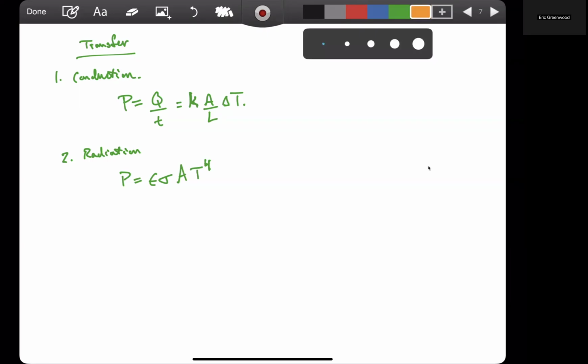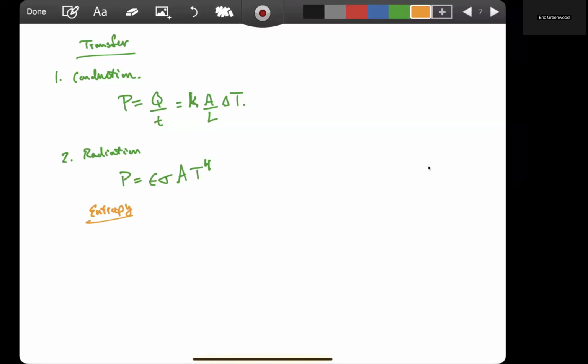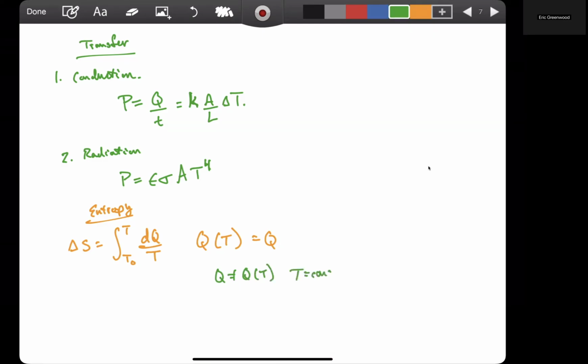So this is our last topic. Entropy. If I put a Y on there, the change in entropy is equal, in general, to the integral from the initial temperature to the final temperature of the differential heat divided by the temperature. And this is when Q is a function of the temperature. Now, if Q is not a function of the temperature, meaning that, for example, our temperature can be constant, then this simplifies to the heat divided by the constant temperature. I'll just write those two down.